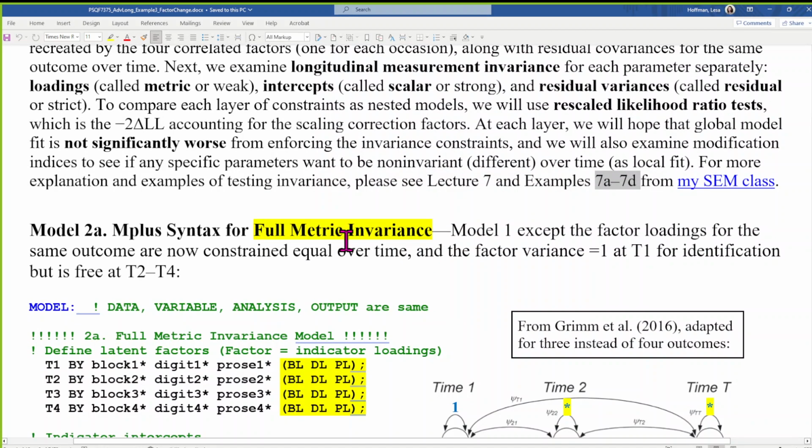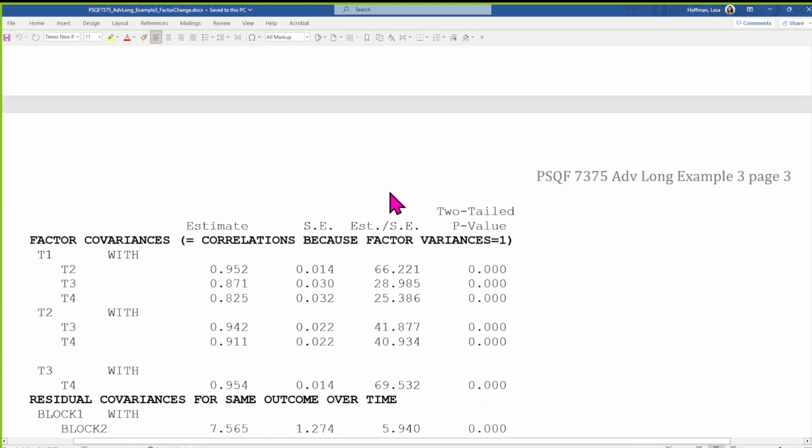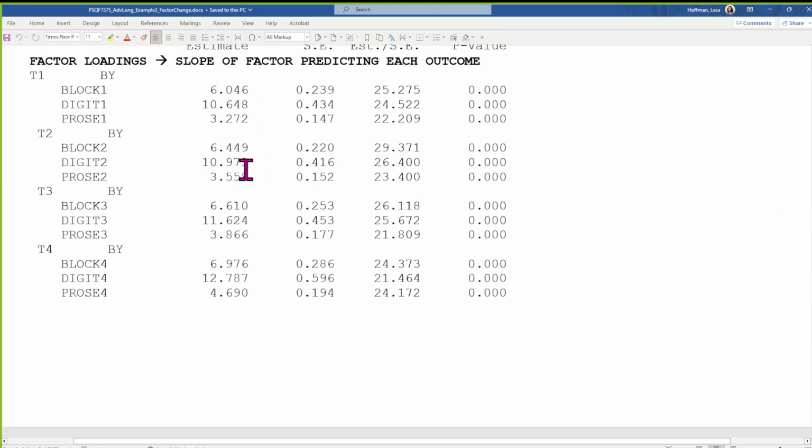Okay, questions? Yes? Is there any specific thing that we're looking at to say we got equivalence? Not yet. We don't know that yet. I was thinking in the section of the output that exhibits the factor loadings, those are all relatively similar, just eyeballing them. Mm-hmm. And if we saw, for example, T1 by block 1 is 6, but then T2 by block 2 was like -10, that would be like, whoa, something happened here.